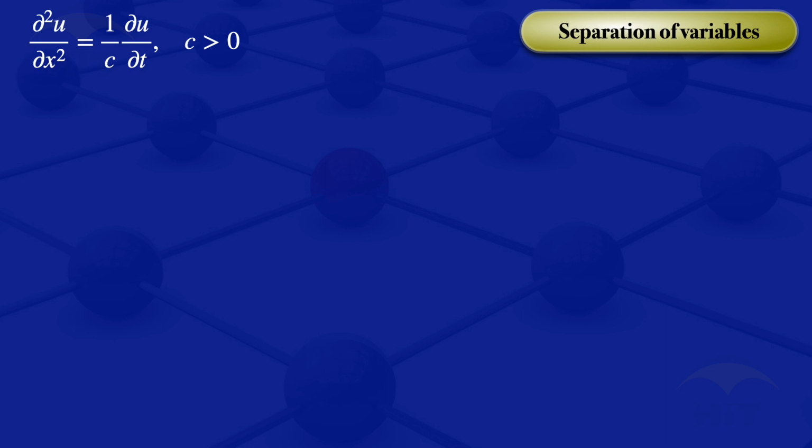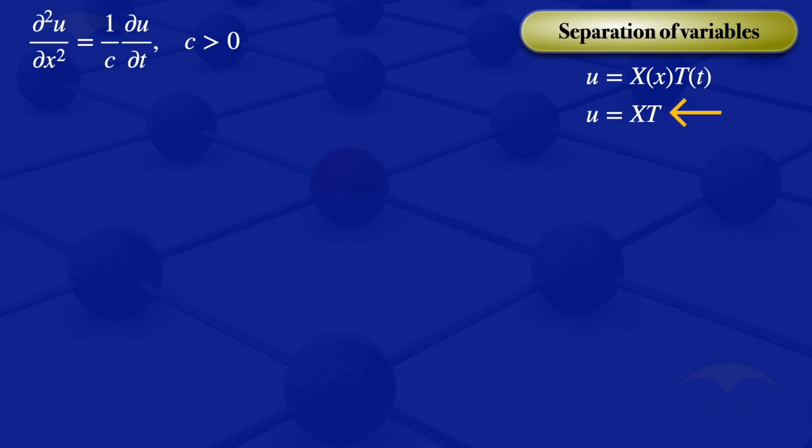For the method of separation of variables, we assume a solution of the form u equals X(x) multiplied by T(t). Here we are just emphasizing that X is a function of x only and T is a function of t only. That's why we have those x and t in parentheses. But we can just write in short as X multiplied by T. So we have this u here.